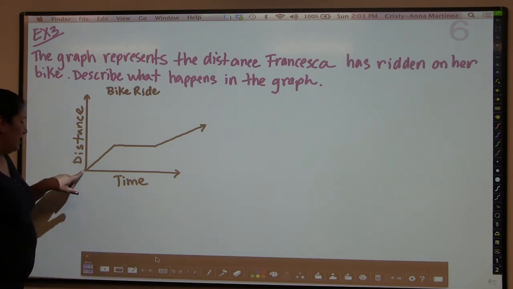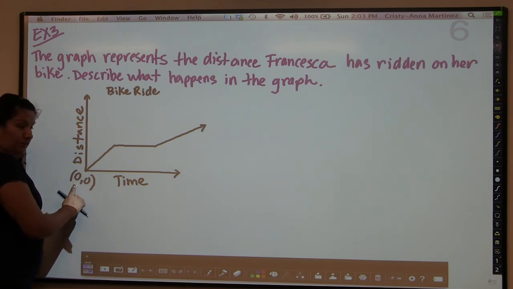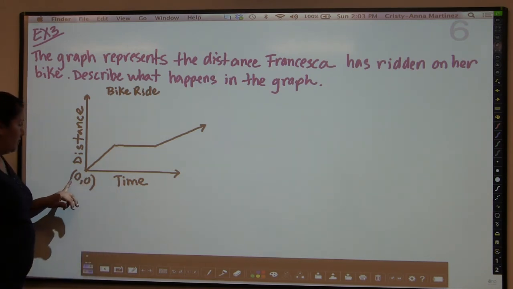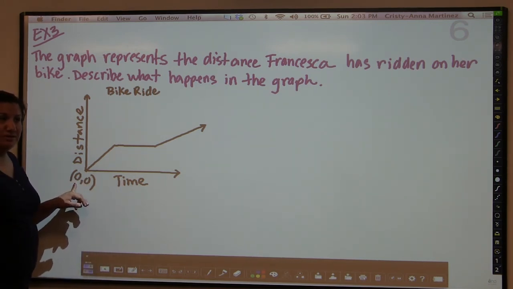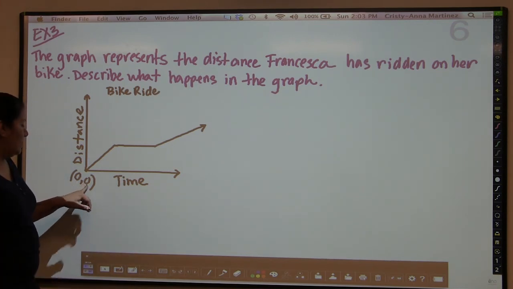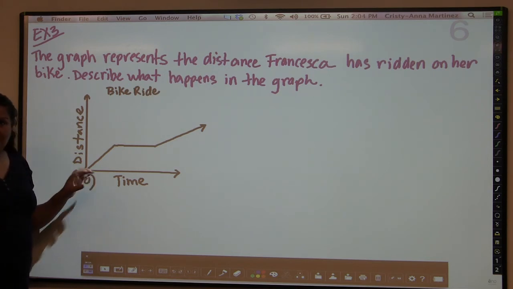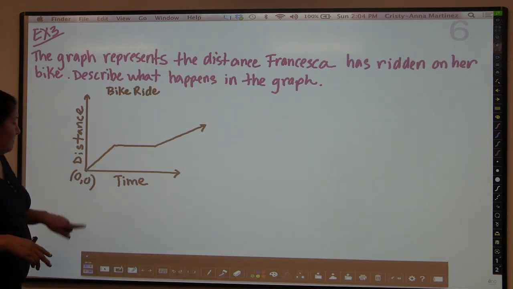So the thing that it's saying here, when you look at this point, this is the 0, 0 origin, remember? And the x-coordinate always goes first, so time always goes first. So when you think about 0 seconds, this person hasn't gone anywhere yet, because time hasn't started yet. And then the distance that this person is, for example, let's just suppose that Francesca is riding her bike and she's leaving from home. What this would indicate right here at the very corner is that she has not left home yet, because she's at 0, 0.